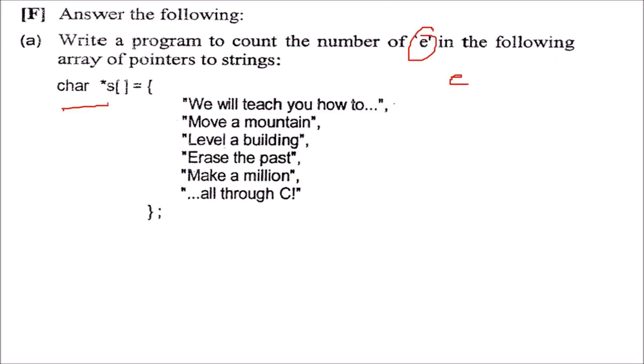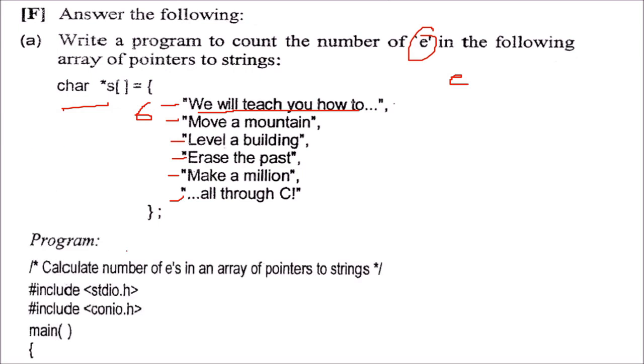So we have a character pointer, and how many are there? 1, 2, 3, 4, 5, 6. So there are basically 6 rows. And what we will do is take one line at a time and try to count the number of E's. So we are calculating the number of E's in an array of pointers to strings.